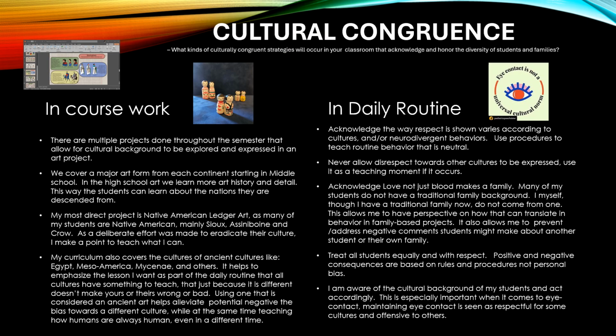Cultural congruence. What kinds of culturally congruent strategies will occur in your classroom that acknowledge and honor the diversity of students and families? In coursework, there are multiple projects done throughout the semester that allow for cultural background to be explored and expressed in an art project.